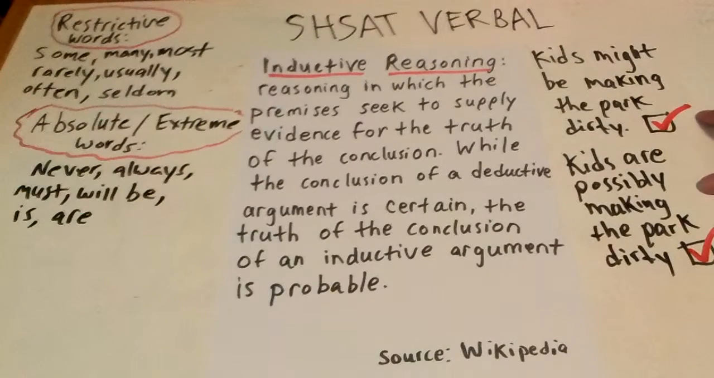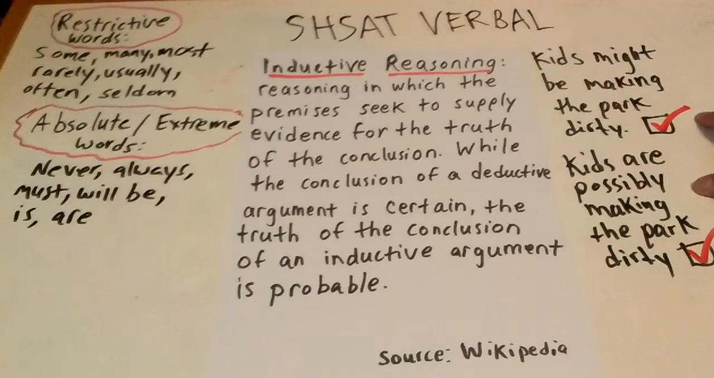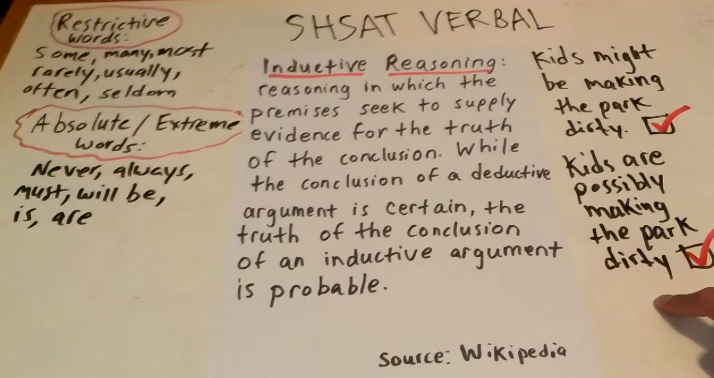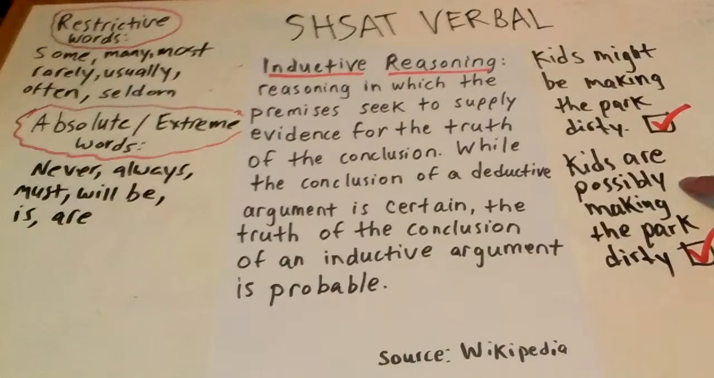So you could conclude something with probability with something that starts with a restrictive word. Can you conclude something with certainty from premises that start with restrictive words? No. But you could conclude something with possibility. Here we're talking about possibility because we have no way to determine the probability. So we can't say that kids are probably making the park dirty. That wouldn't be true because how would we know how to ascertain the probability? It's not like heads or tails where you know there's just heads and tails, so it's 1 out of 2. We don't know, so we can't say probably, but we can say possibly.